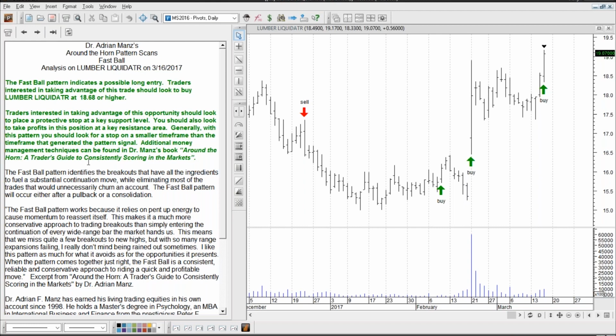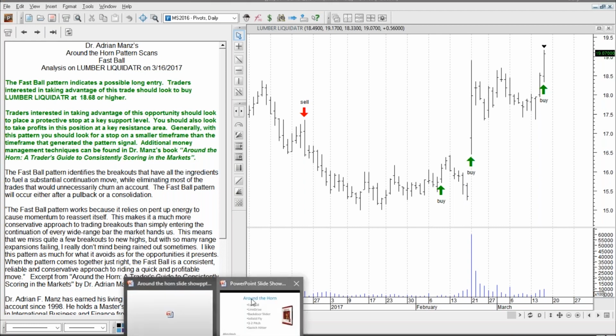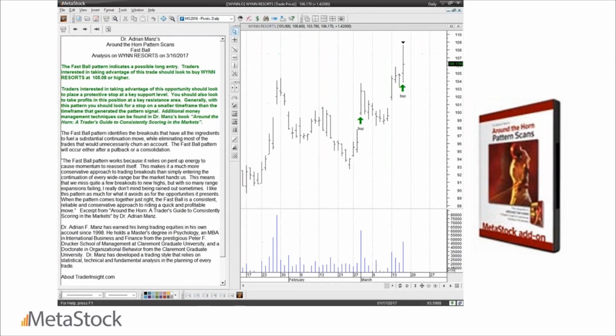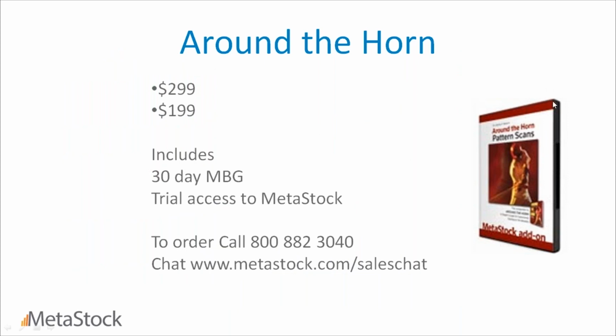Now, the patterns that are included in the add-on are right here. We've got the fastball, the line drive, the backdoor slider, the infield fly, the 3-2 pitch, and the switch hitter. And I believe, Adrian can correct me if I am wrong, that includes all of the patterns that are actually talked about in the Around the Horn pattern scan. So there you go. Here's the commentary. This one also came today, another fastball that happened on Wynn Resorts. So there's a couple of potential opportunities tomorrow.